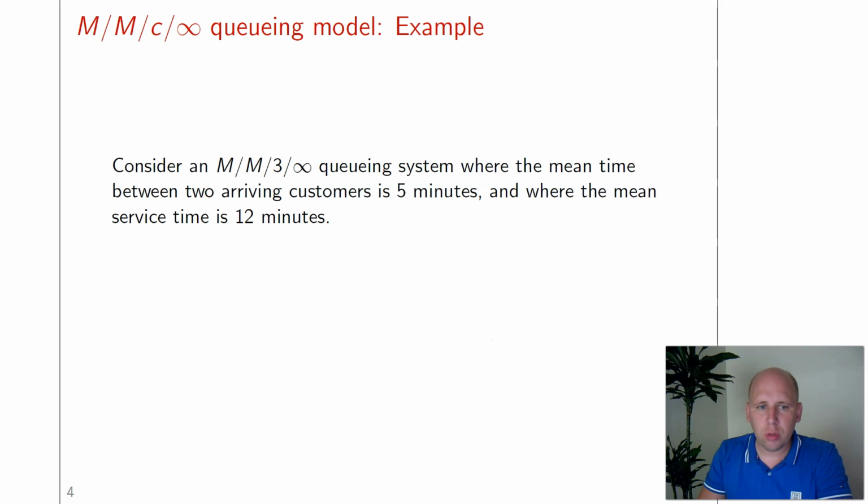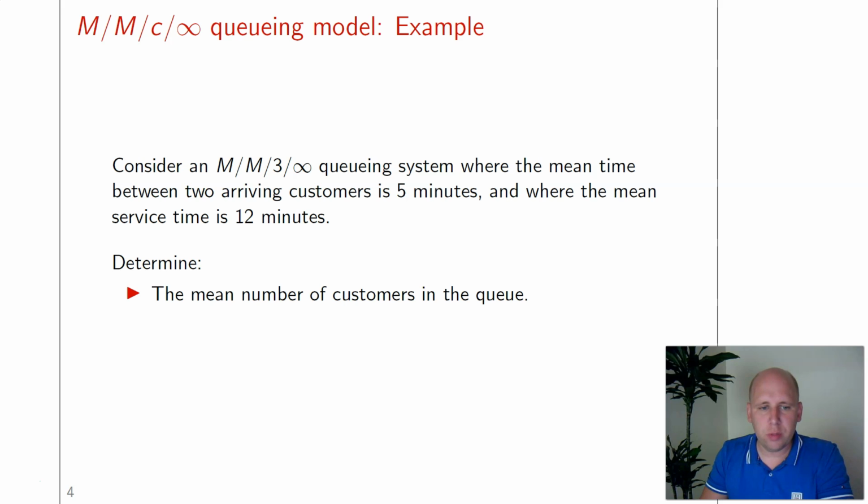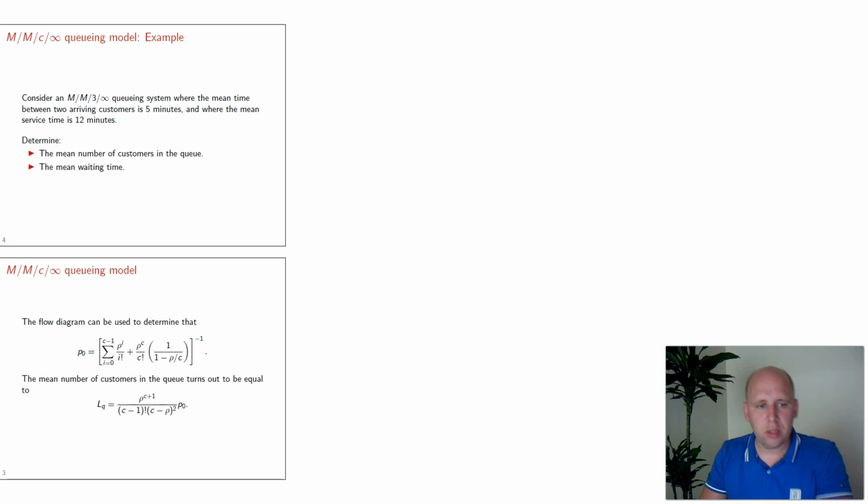An example. We will consider an M/M/3/infinity queuing system, so 3 servers. The time between arriving customers is 5 minutes on average, and the mean service time is 12 minutes. What we would like to do is determine the mean number of customers in the queue, and we would also like to determine the mean waiting time. So let's do that. What can we write down as a first step?